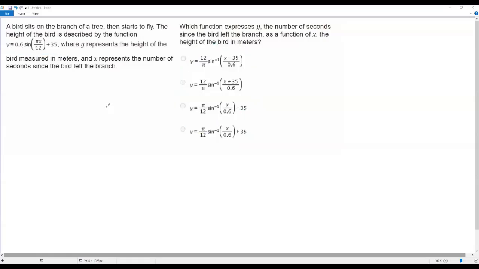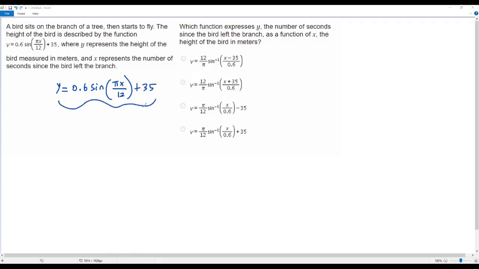So to get an answer for this question, we have to find the inverse of the given function y equals 0.6 times sine of pi x over 12 plus 35. Okay, let's find the inverse of the given function. Let me write the given function over here. That is y equals 0.6 times sine of pi times x over 12 plus 35.